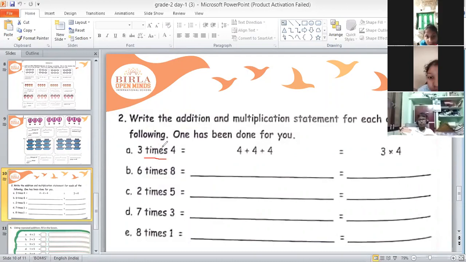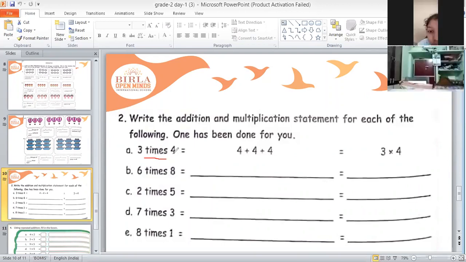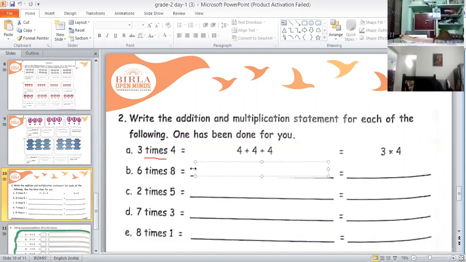And now when you have to write the addition statement, how will you write? 3 times 4 means that you have to write number 4 with plus sign 3 times. Okay? Are you understanding? So now see here, look at your second bit, children. This is 6 times, sorry, this is 6 times 8.